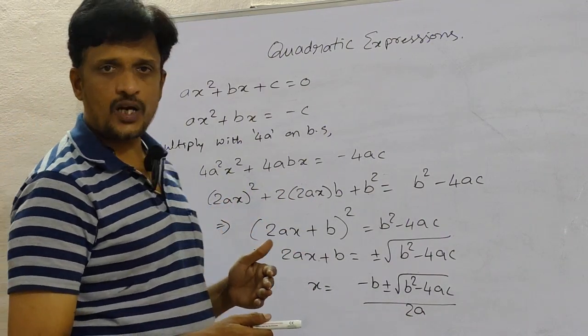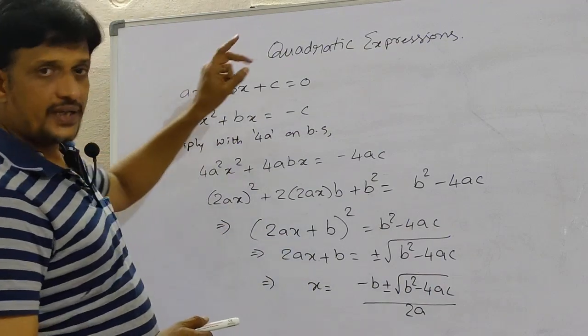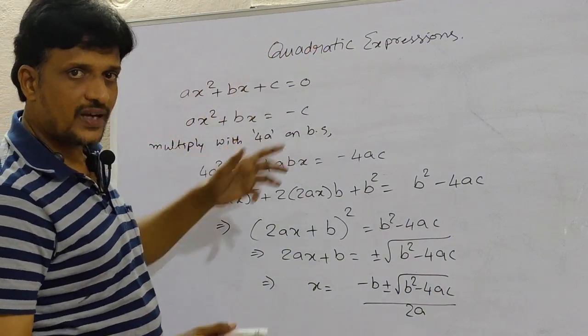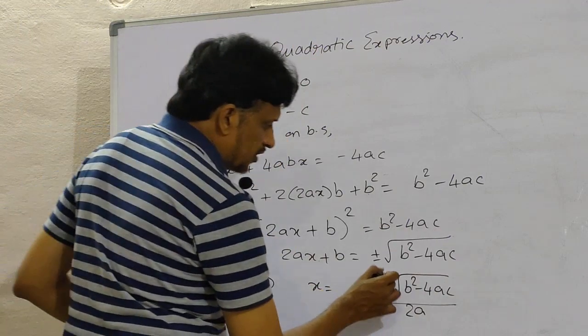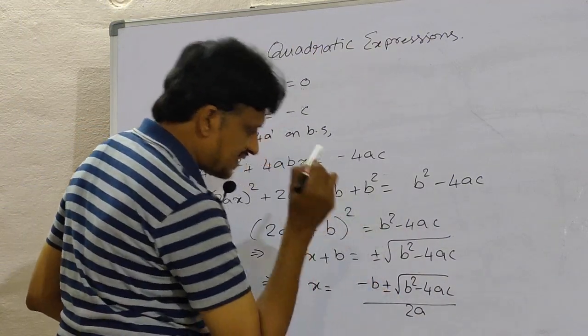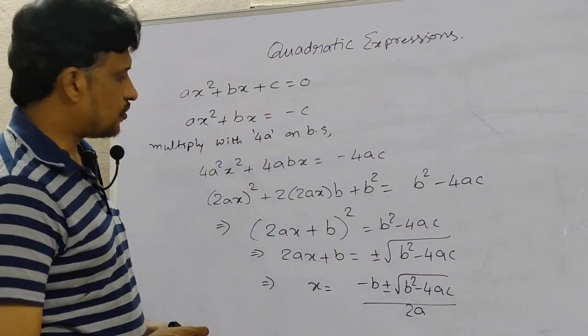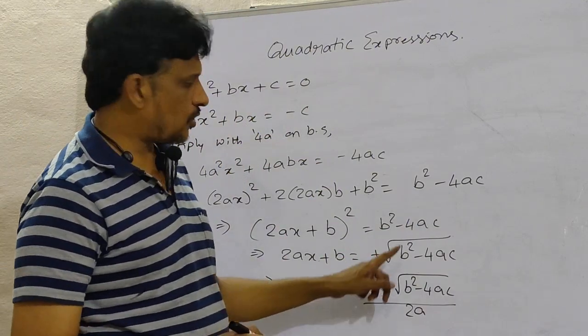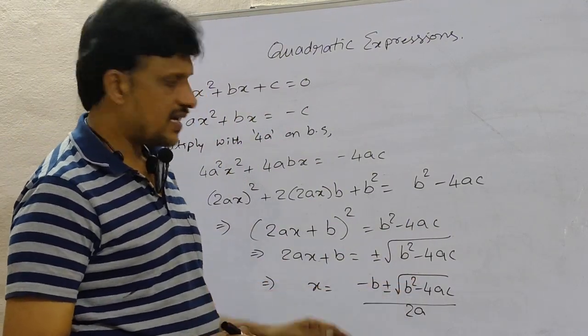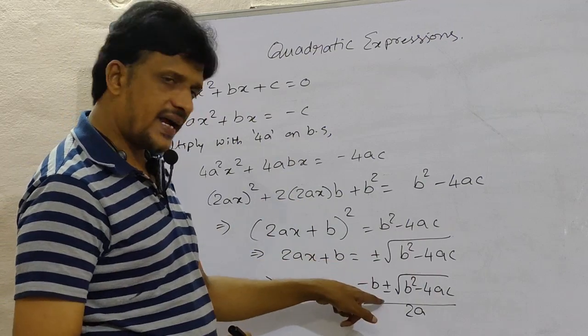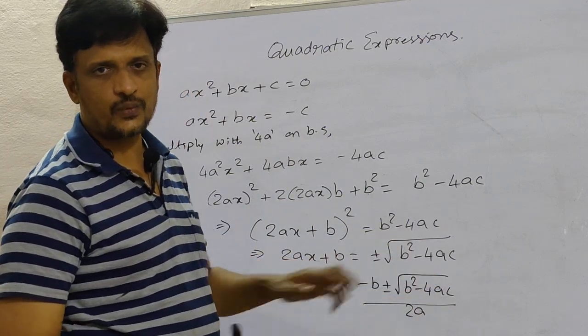And here, according to the basic concept of a polynomial, since it is of degree 2, it has two roots. Where are the two roots? If you take positive sign, you will get one root. If you take this negative sign, you will get the other root. So one root is (-b + root b square minus 4ac) by 2a. And the other root is (-b - root b square minus 4ac) by 2a.